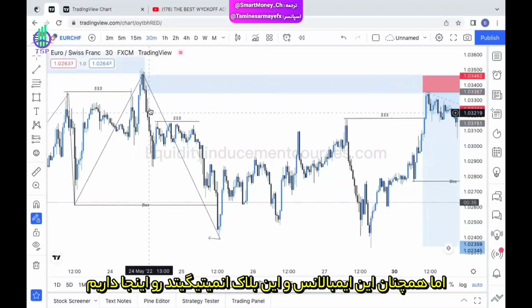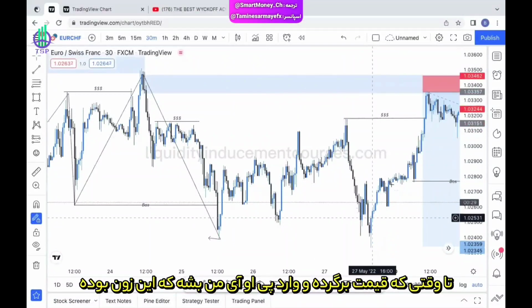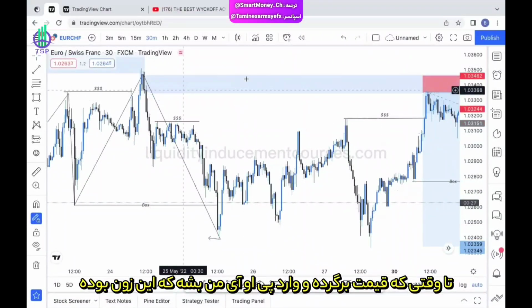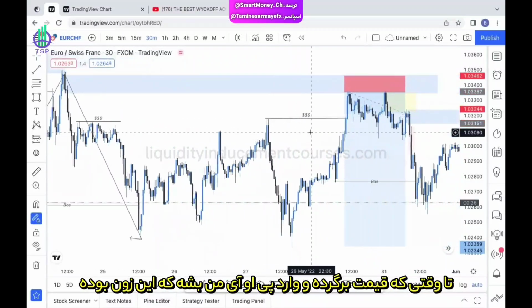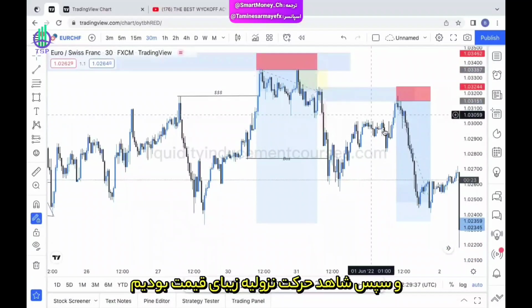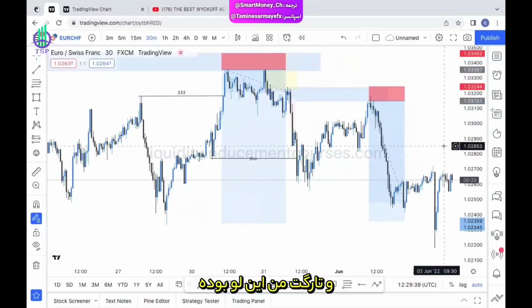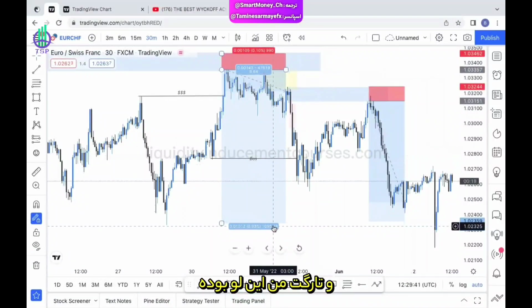But then I still have imbalances here and an unmitigated block here. So I was not interested in all of these sells till price comes back to my point of interest, which was this zone. Okay, and then we saw price deliver nicely to the downside. Okay, and then I was already targeting this low.